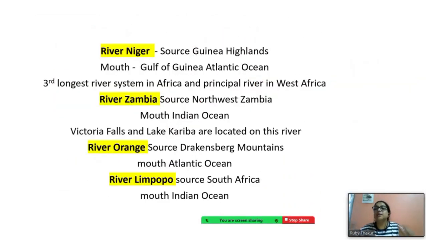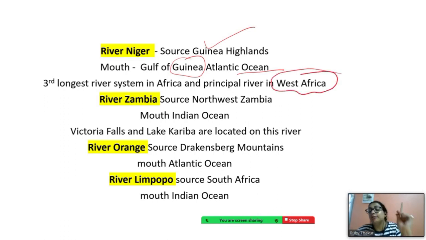Now these are more rivers. River Niger, source Guinea Highlands, and what is the mouth? Gulf of Guinea, Atlantic Ocean. It is the third longest river system in Africa and the principal river in West Africa. So basically it flows in the Western African part.